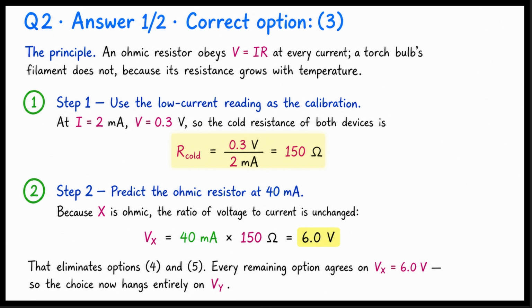Step 2. Predict the ohmic resistor X at 40 mA, because X obeys V equals IR at every current. The V to I ratio stays at 150 ohms. So Vx equals 40 mA times 150 ohms, which is 6 volts. This immediately rules out options 4 and 5, where Vx is given as 3 volts. Notice that the remaining options 1, 2, and 3 all give Vx equals 6 V, so the choice between them rests entirely on Vy, the bulb's reading.